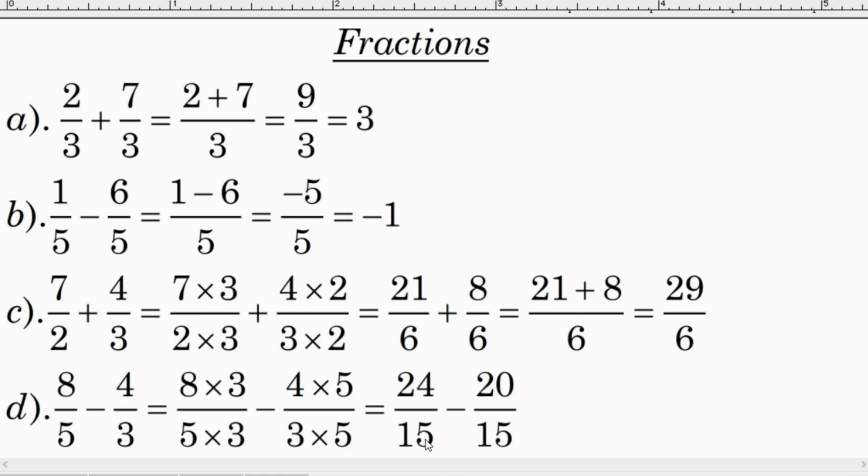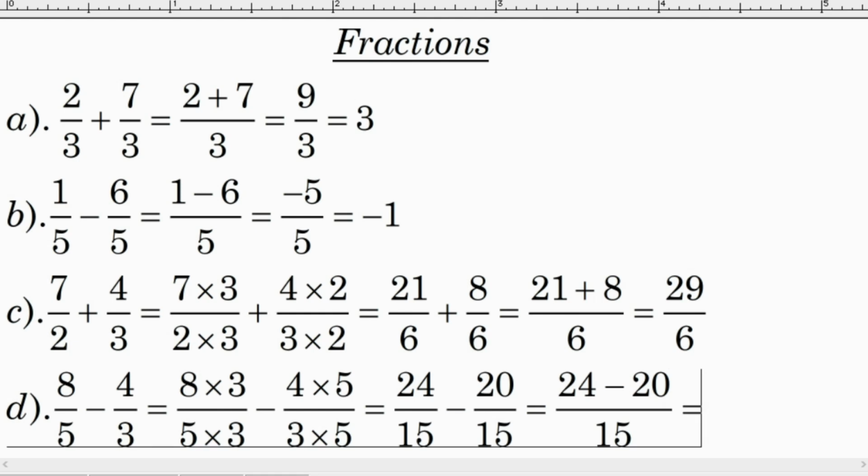So now we have the same denominator here, which is 15. So we keep the same denominator, and then we subtract the numerators from each other. So we have 24 minus 20, which equals 4 divided by 15. So we cannot simplify the numerator with the denominator. Okay, then that will be the final answer.